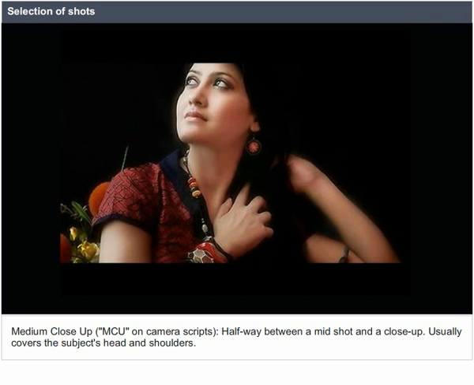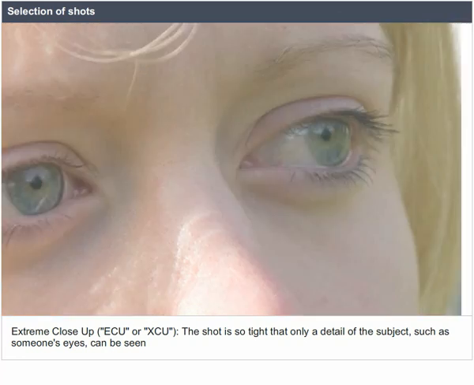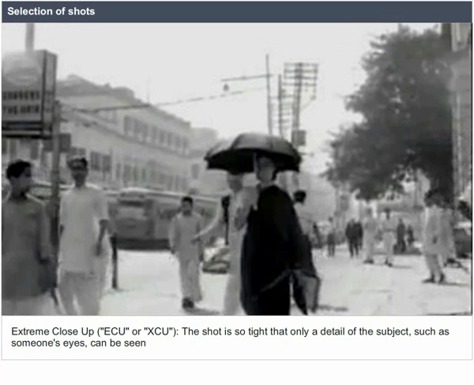Medium close-up, MCU, on camera scripts. Halfway between a mid-shot and a close-up. Usually covers the subject's head and shoulders. Extreme close-up, ECU or XCU. The shot is so tight that only a detail of the subject, such as someone's eyes, can be seen.